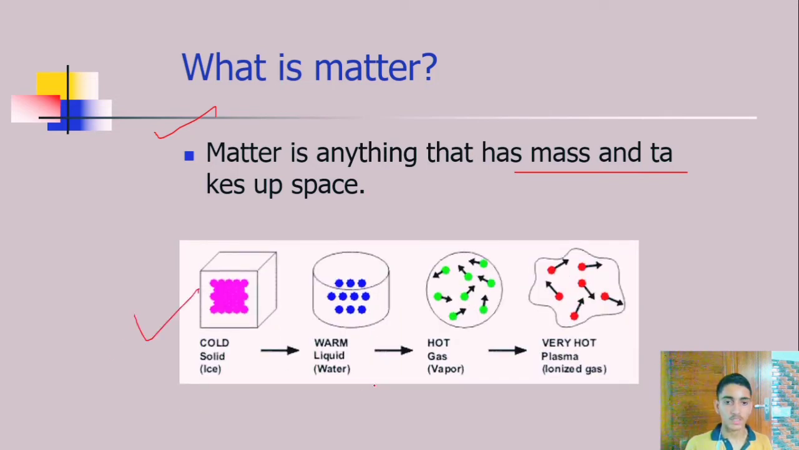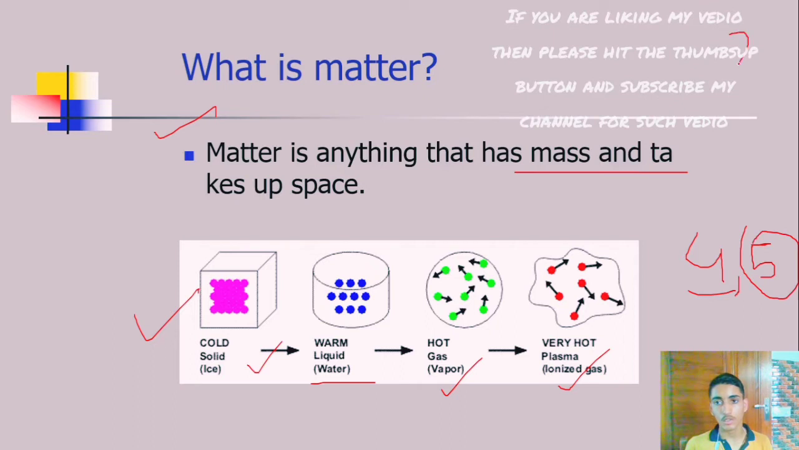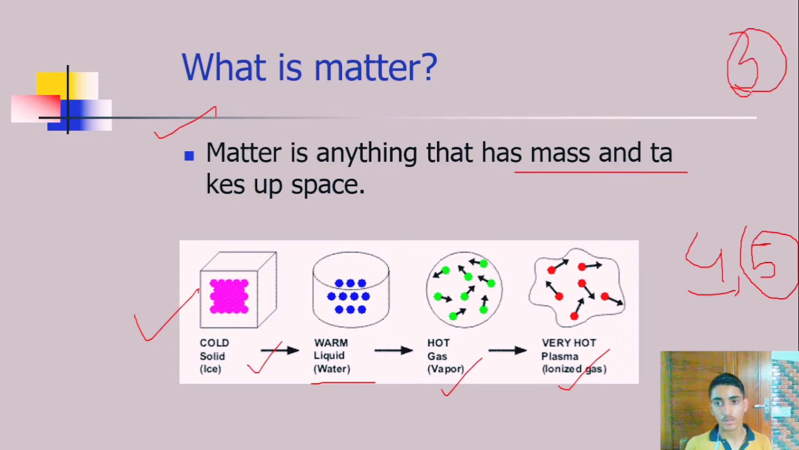One example given is solid ice. When we give it energy, it will convert into a warm liquid. If we give more energy to the liquid, it will change into a hot gas or vapor, and after that it forms plasma. So how many states of matter can we say? Four. There are basically five, but you need to study only three in your class 9.